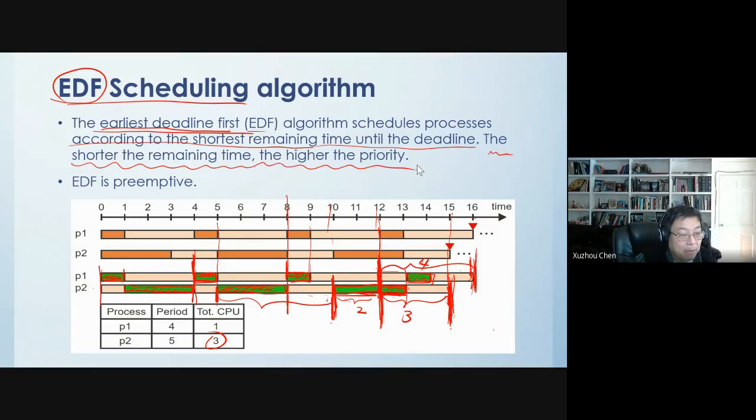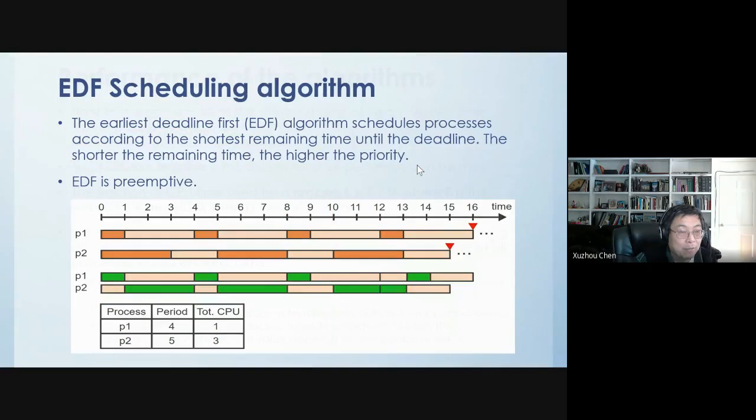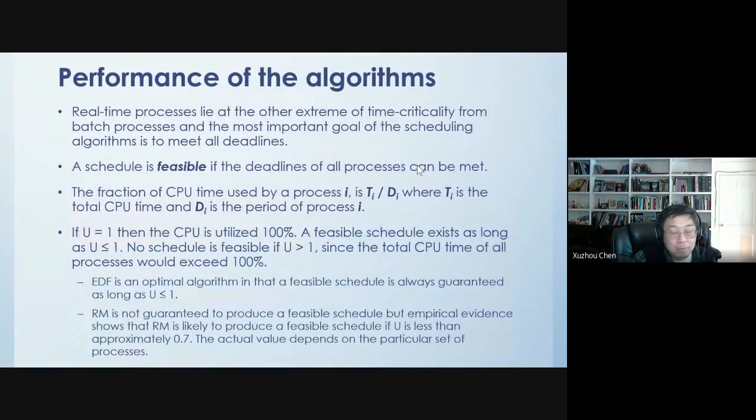Now we talk about 2 processes. If you have 3 processes, 4 processes, if they are all real-time processes, it's going to be a mess because now they actually fight for the processor. Next, we're going to talk about the performance of the algorithms. Now, real-time processes lie at the other extreme of time criticality, from batch process systems.